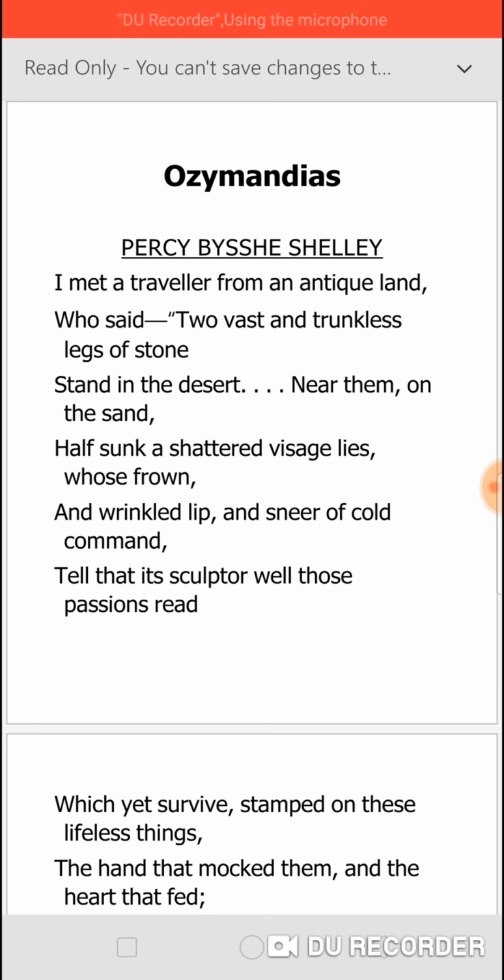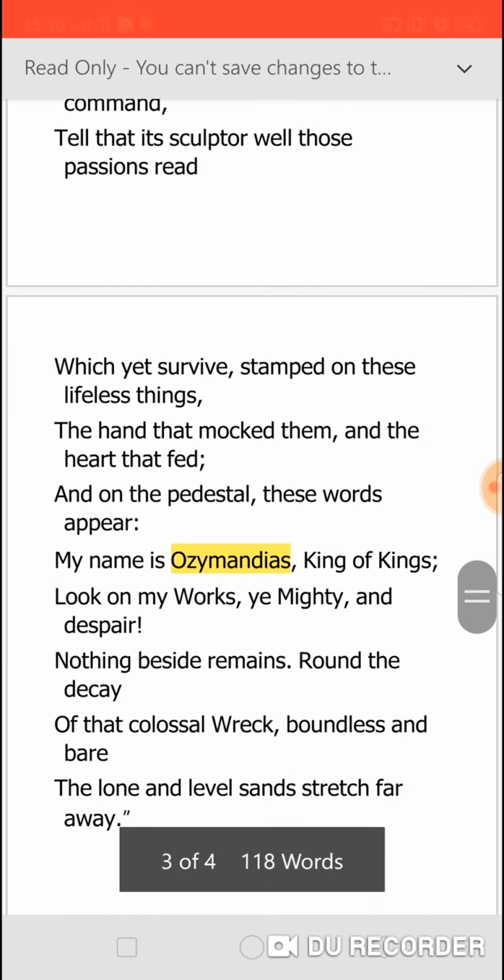So he is saying that in that face the frown, the wrinkled lip and the sneer of cold command were so clear that they tell us its sculptor, that is the person who made the statue, well those passions read. That is, this sculptor has brought out not only the physical looks of the person of whom he is making the statue, but also the nature, the character, the personality of that particular person. So the sculptor has told us through this statue what sort of a person this man is, which yet survive.